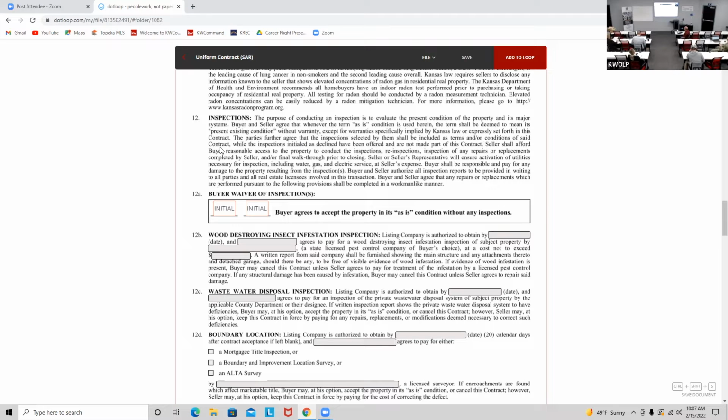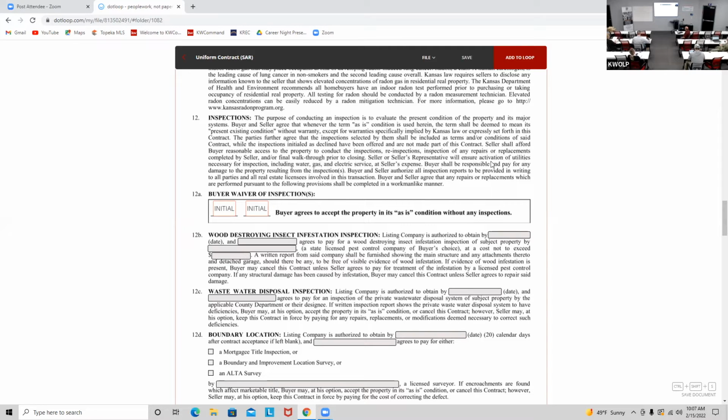said contract. While the inspections initialed as declined have been offered and are not made part of the contract, the seller shall afford the buyer reasonable access to the property to conduct the inspections, re-inspections, or any repairs or replacements necessary. Any replacements completed by the seller and/or final walkthrough prior to closing.